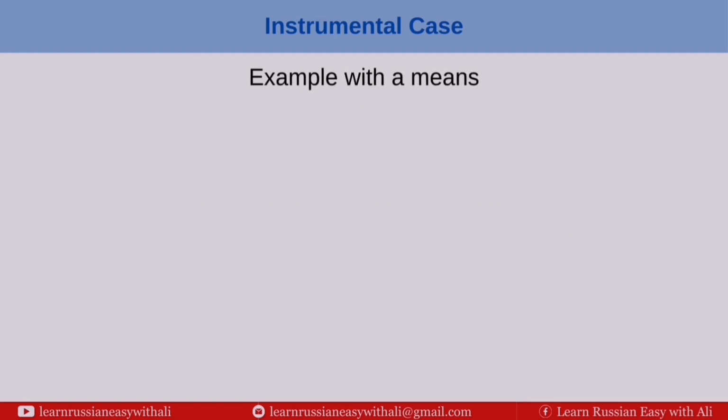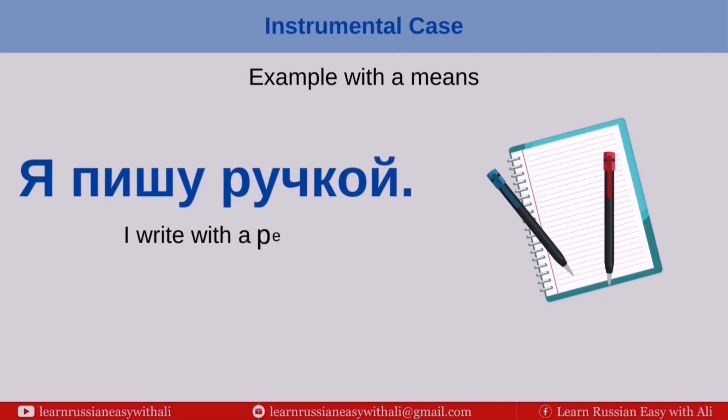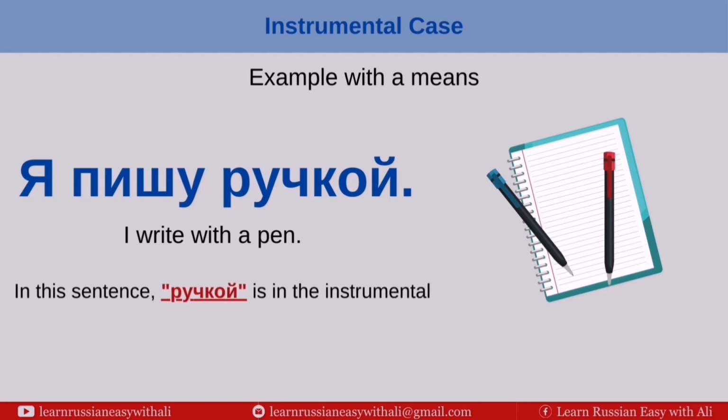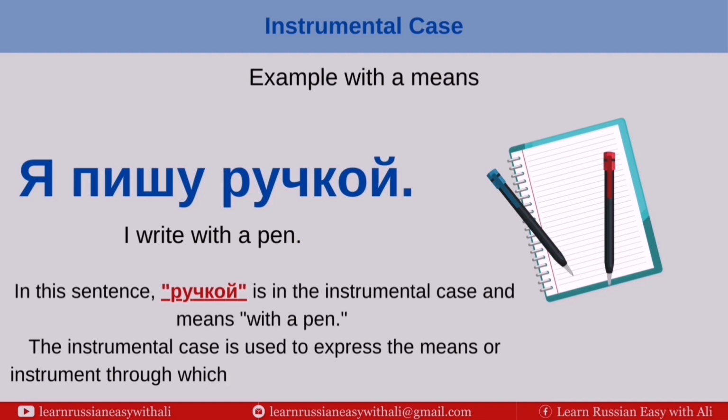Example with a means. Я пишу ручкой. In this sentence, ручкой is in the instrumental case and means "with a pen." The instrumental case is used to express the means or instrument through which the action of writing is performed.